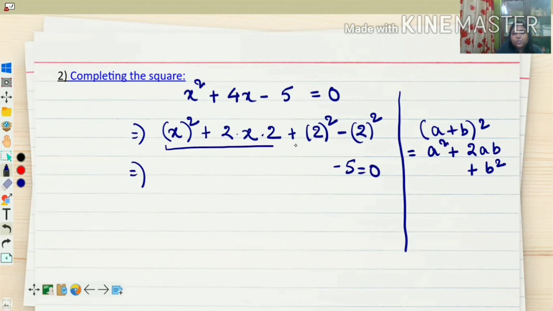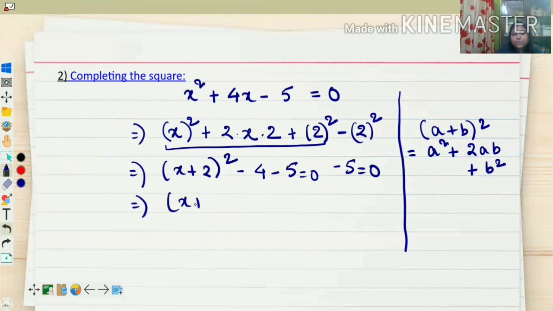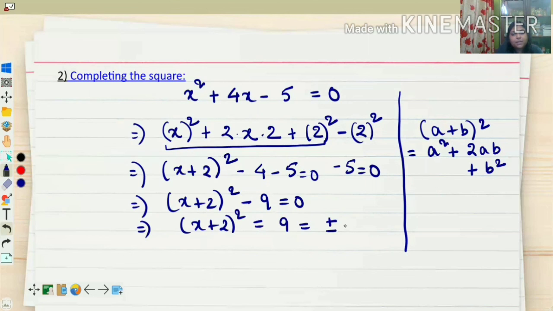Now this portion comprises x plus 2 whole square, x square plus 2ab plus b square. And this is minus 4 and minus 5. So this is x plus 2 whole square minus 9 equals 0. We'll take minus 9 to that side. So it is 9. And what is 9? It is plus minus 3 whole square.